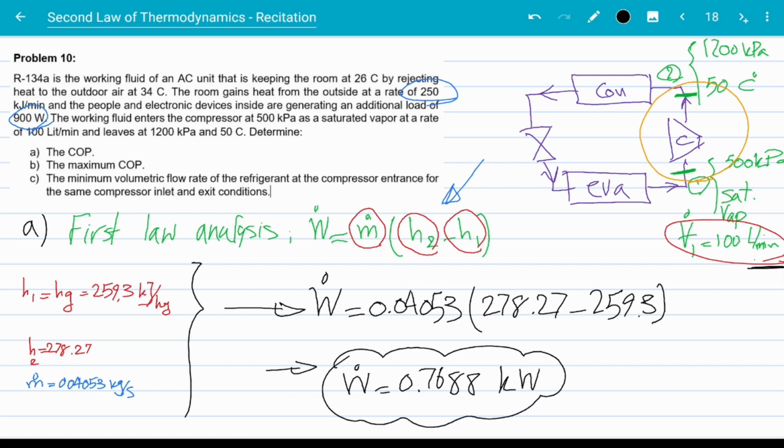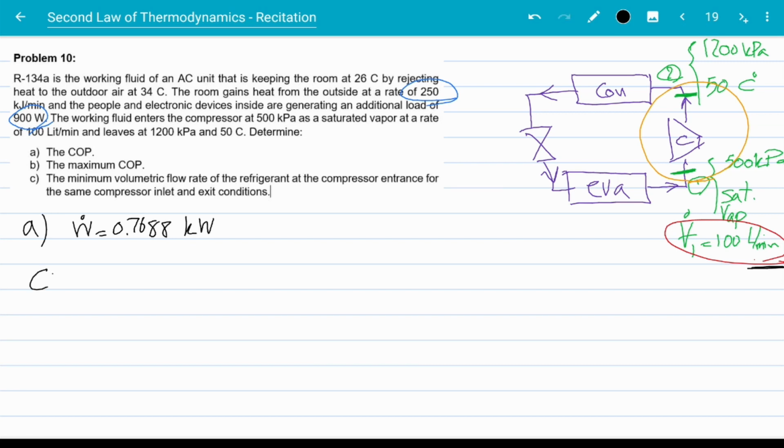So I found W dot. I already know Q dot L from before. I can calculate COP. So the COP of this refrigeration cycle is Q dot L over W dot. Okay, so Q dot L from before is 5.07 over W dot, which is 0.7688. That gives us 6.58.